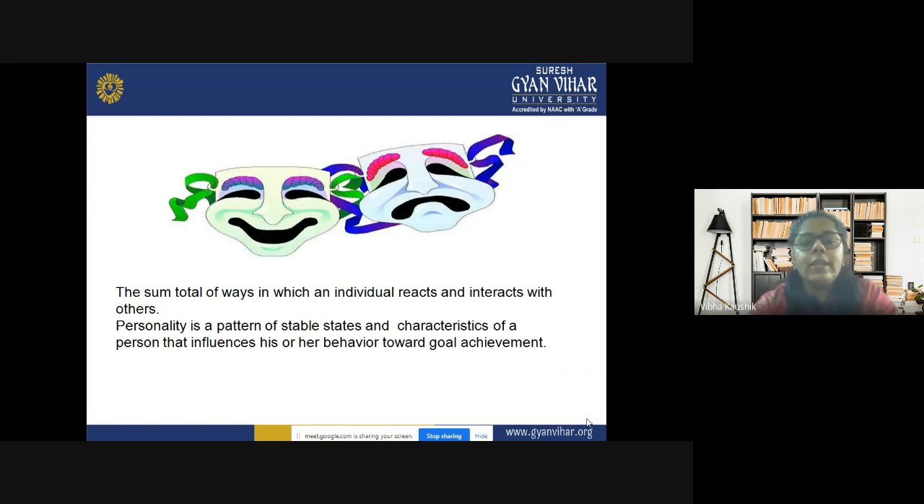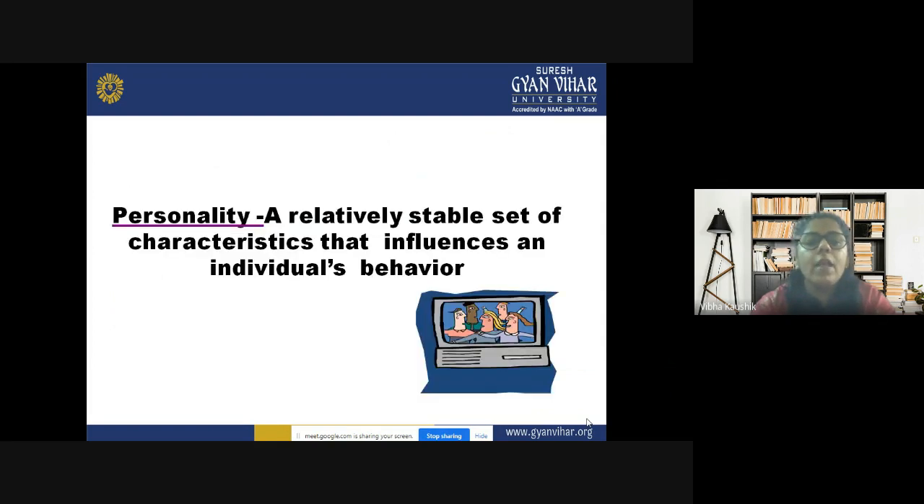Personality is the sum total of ways in which an individual reacts and interacts with others. Personality is a pattern of stable states and characteristics of a person that influence his or her behavior towards goal achievement. It is a relatively stable set of characteristics that influence an individual's behavior, how he has to behave.